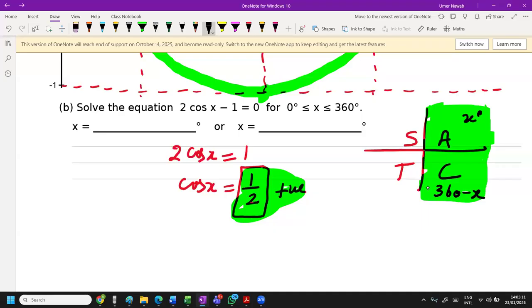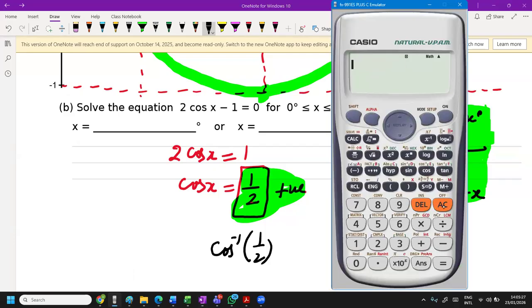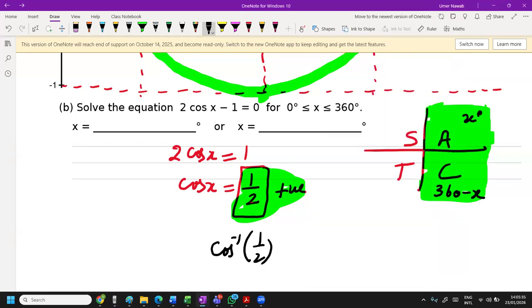Let me try to get my reference angle. For my reference angle, I need to write shift cosine of half. It will come to me as 60 degrees, I think. Shift cosine of 0.5 gives me 60 degrees. Yes, we got 60 degrees. So the reference angle is also included in my solution. So the first answer is 60, but the second answer is 360 minus 60, which is 300 degrees.